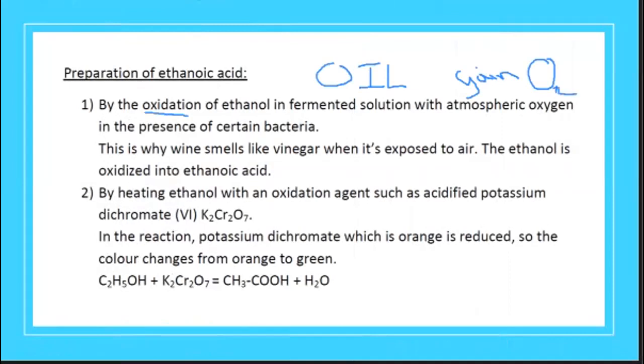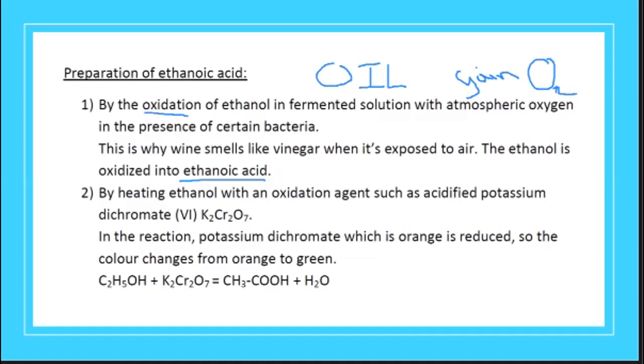So by oxidation of ethanol, in fermented solution with atmospheric oxygen, in the presence of certain bacteria, we can prepare ethanoic acid. This is why wine smells like vinegar when it is exposed to air. The ethanol, or the alcohol, is being oxidized into ethanoic acid when it is exposed to air or oxygen. It undergoes oxidation by gaining oxygen.